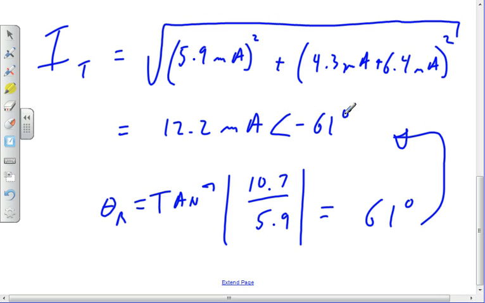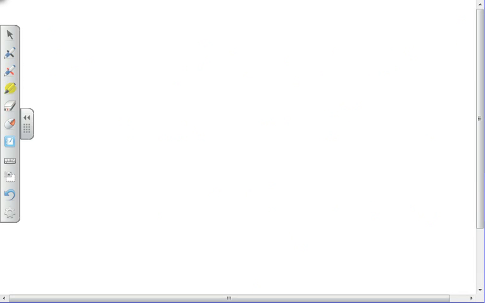The next one is 33, and 33 we can't do that. All right, so we'll proceed on to section 11-4.